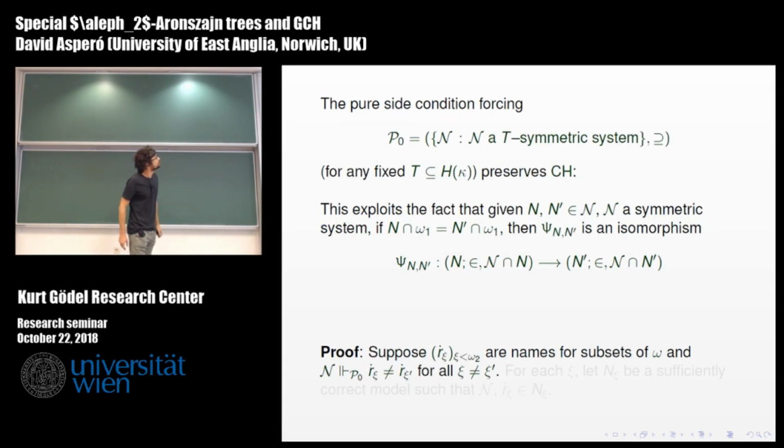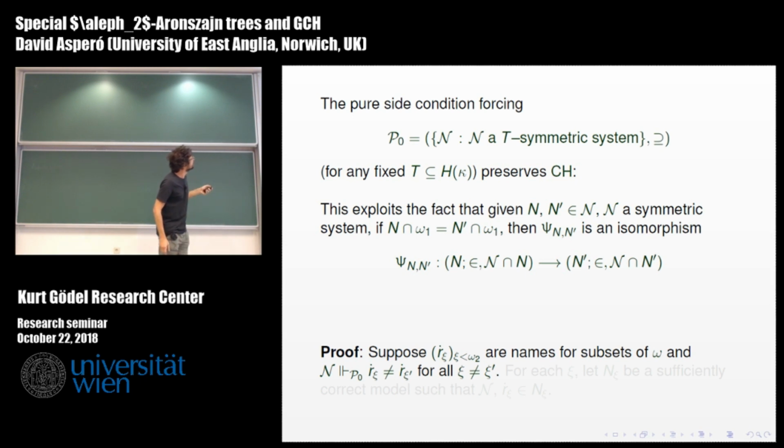Now, the pure side condition forcing would be simply forced with these symmetric systems under reverse inclusion, okay? Right, and now I want to argue that when you do that, you preserve CH. So you add this matrix of models that will cover the whole of H kappa. So it's some Morass-type object, this big thing, but you preserve CH if you have CH.